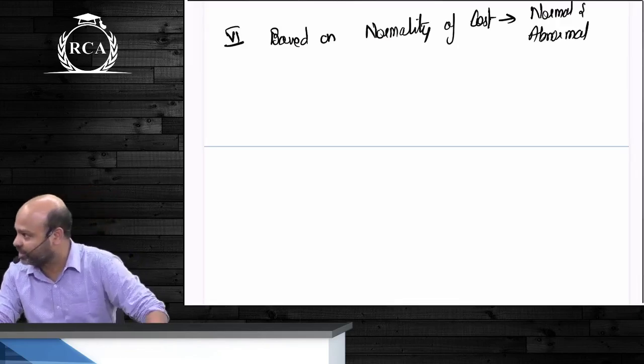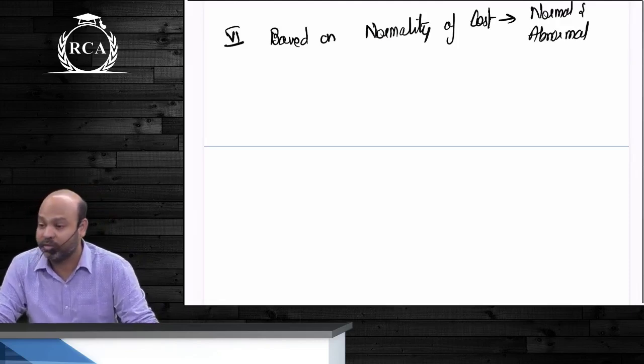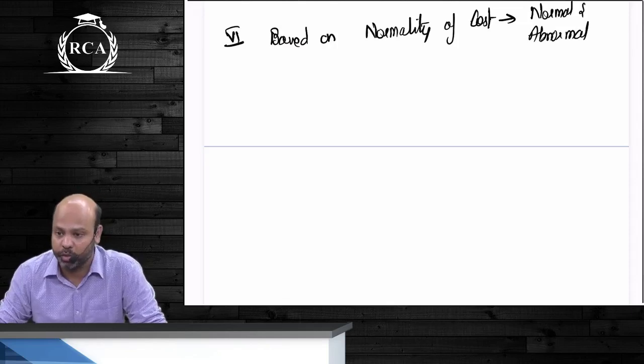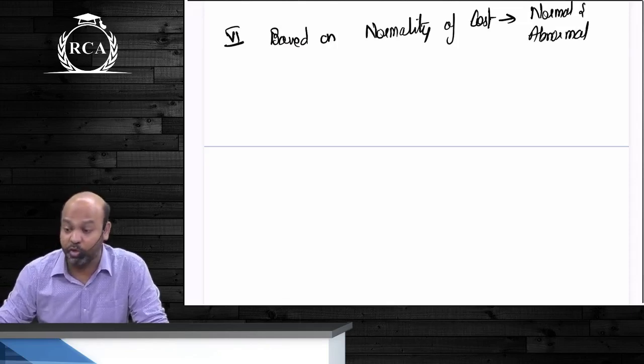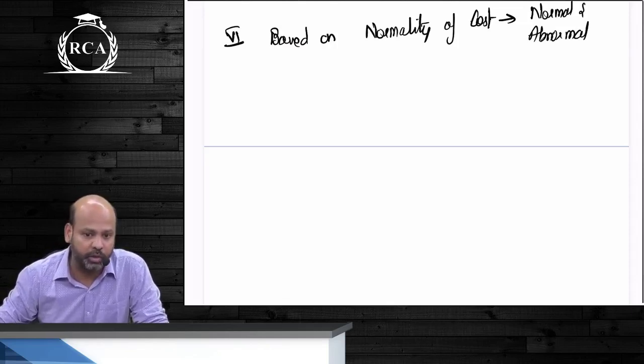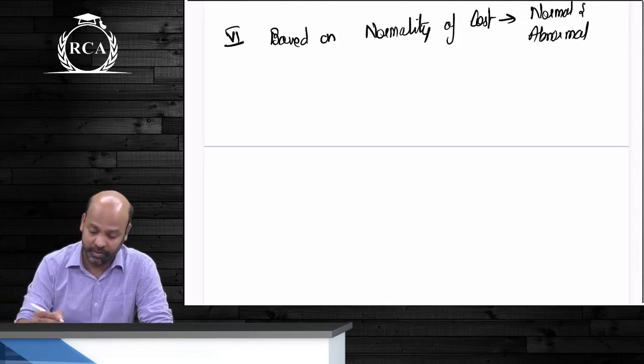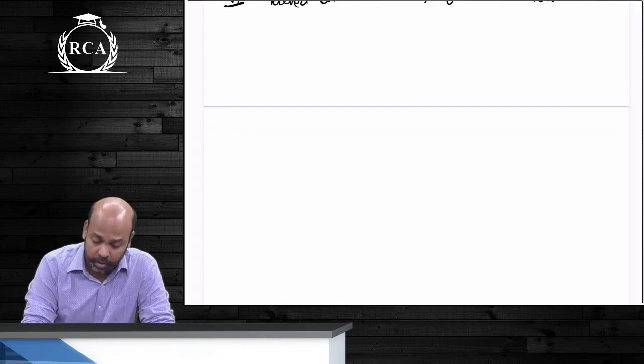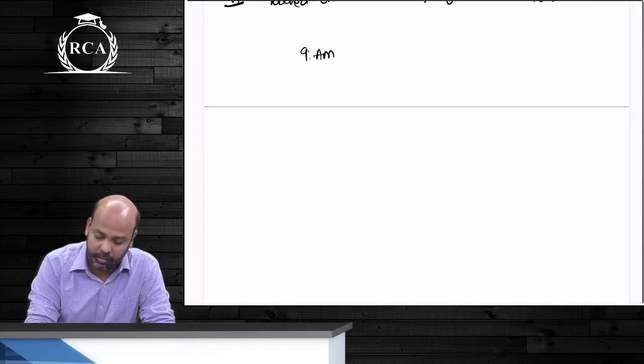So guys, when an expenditure is classified as normal, you will have to absorb the cost of normal loss in the cost of remaining good units. When I say you will have to absorb the cost of normal loss in the cost of remaining good units, guys, pay attention. Let's say an employee has to come to work from 9 a.m. to 6 p.m.